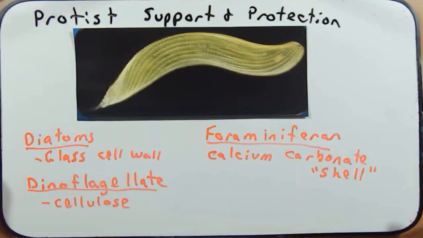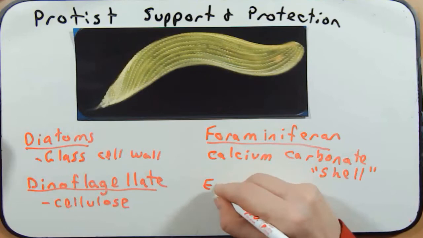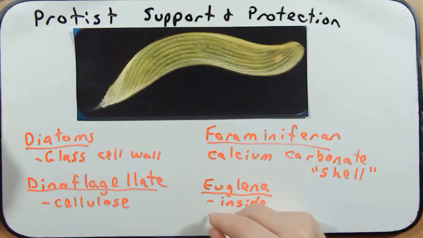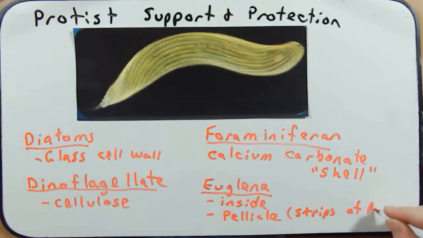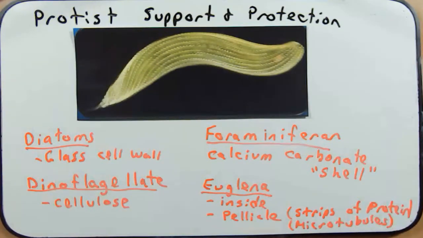And the last example of a support and protection adaptation is seen in Euglena, which you see a picture of here. Now, this is the only one that we're talking about where the adaptation is on the inside. And it forms something that we call a pellicle. And the pellicle is essentially strips of proteins. And mainly what we're talking about here are microtubules that are part of the cytoskeleton.